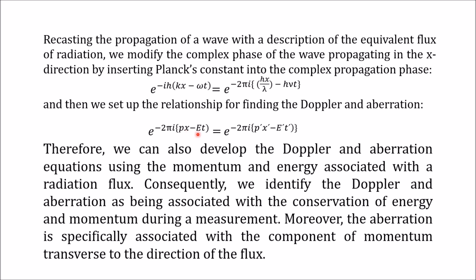E is a scalar, P is a vector, and so you have here P dot X, which is a scalar and a scalar. What you have here is the equivalent to what Einstein used to find the Doppler and aberration, but we're looking at it in terms of energy and momenta and the conservation of it between the two frames that we're making the measurement.